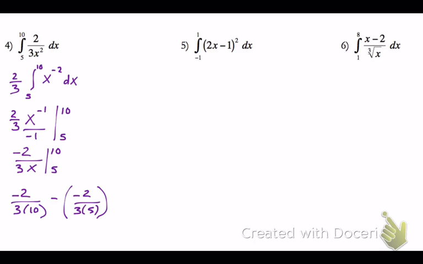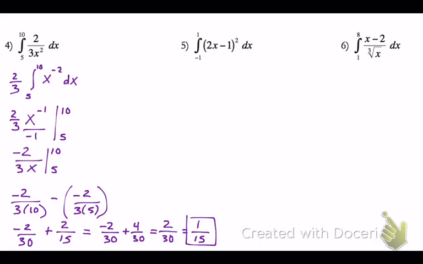And when I do that and I simplify, I get negative 2 over 30 plus 2 over 15. We should have a common denominator though, so let's get a common denominator. Negative 2 over 30 plus 4 over 30. So final answer would be 1/15.